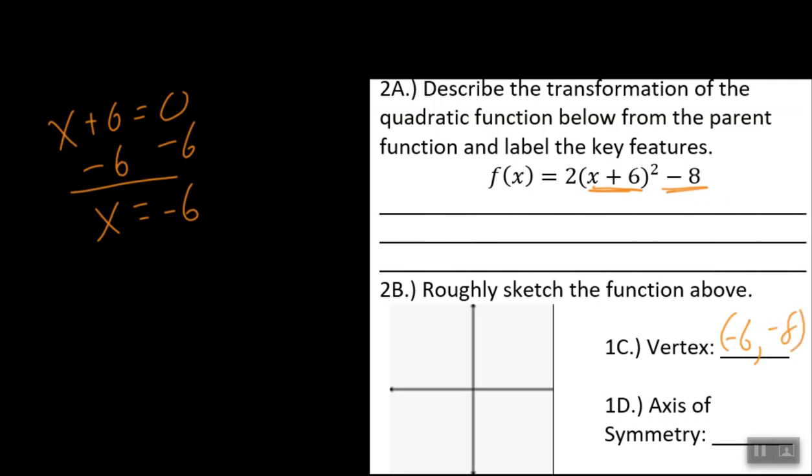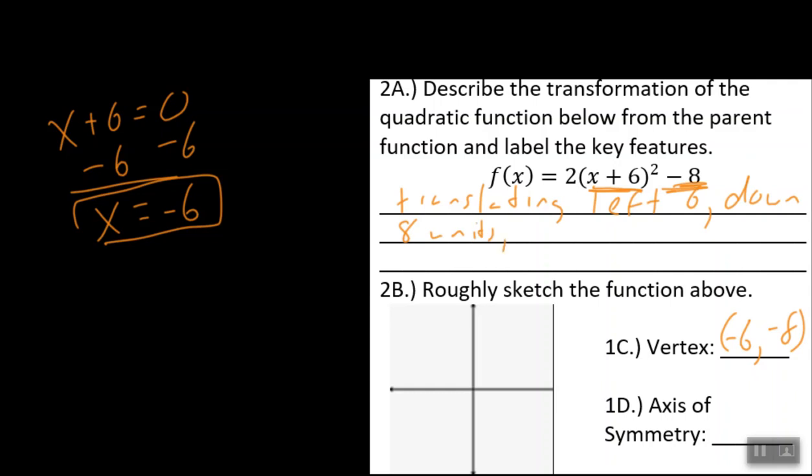Now this actually allows us to know where the vertex is, negative 6 comma negative 8. And how would you describe that? Well, when your x value is negative 6, it means that you are translating or shifting left 6 units because it's negative, comma, and this negative 8 is telling us, hey, we are going to go down 8 units. Okay? So we've gone to the left 6 and down 8 units.